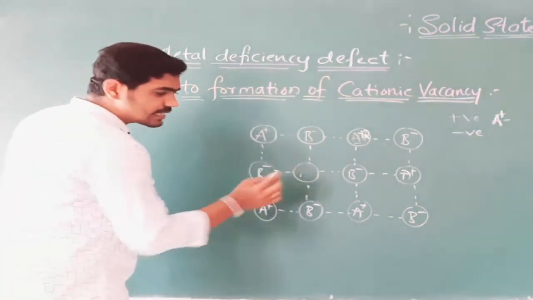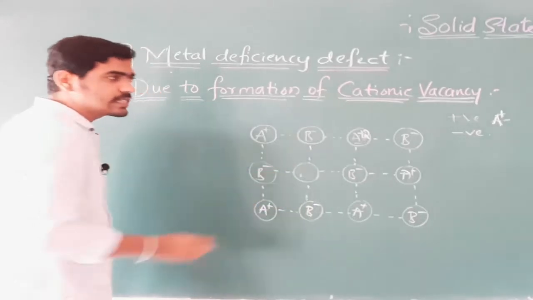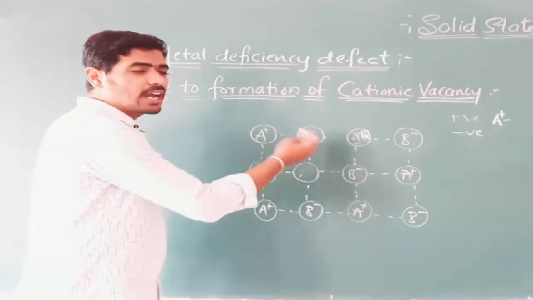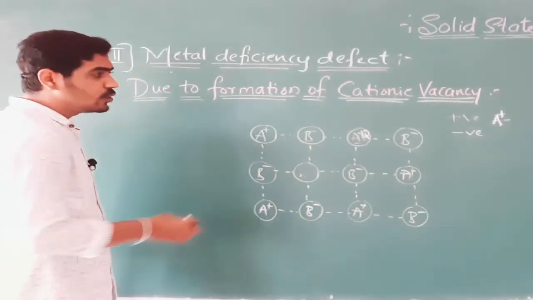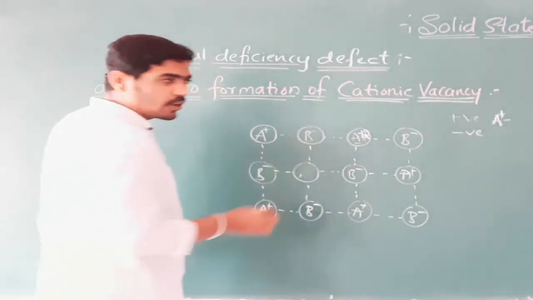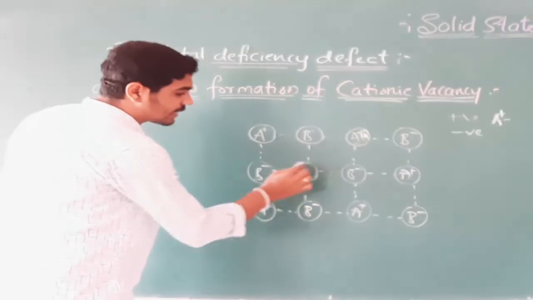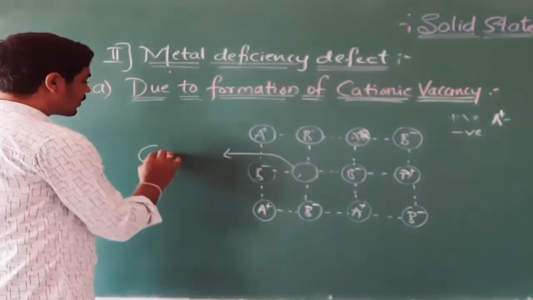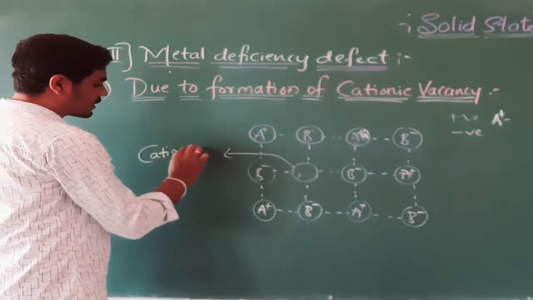So here a vacancy is formed. Why is this vacancy formed? It is formed because the cation is missing. Due to the missing of the cation, a vacant site is created and hence it is known as cationic vacancy.